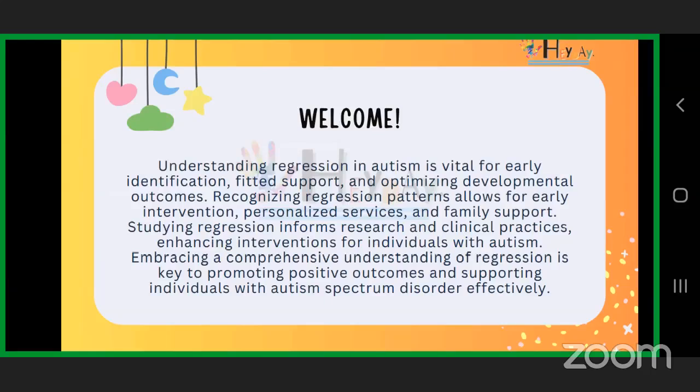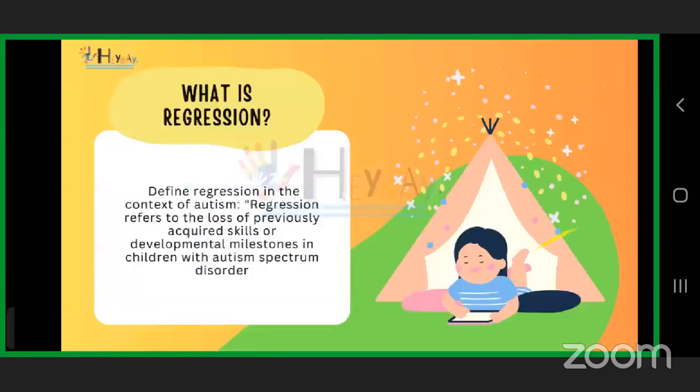Now, when we say regression, we all know that regression means declining, a way of coming down. But what is regression in the context of autism? Regression refers to the loss of previously acquired skills or developmental milestones in children with autism spectrum disorder.